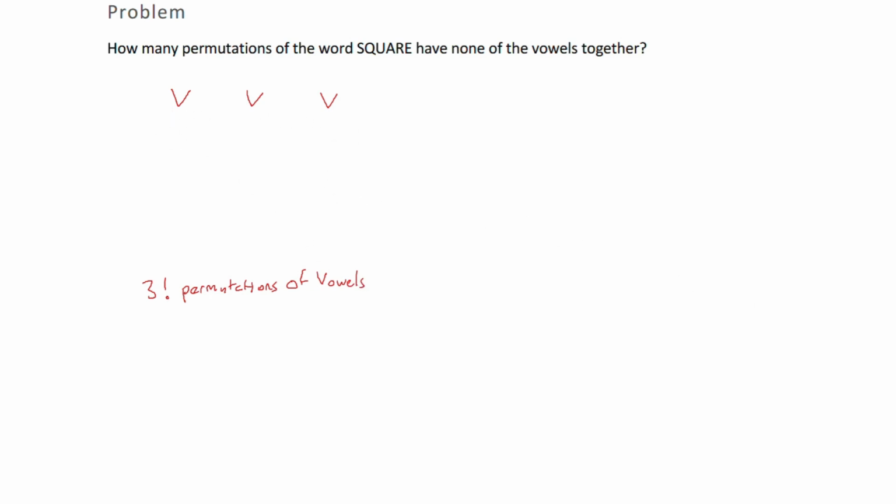Now let's think about the consonants. Where could the consonants go? Well, maybe they go here, here, and here. So we also have 3 factorial permutations of the consonants of S, Q, and R.